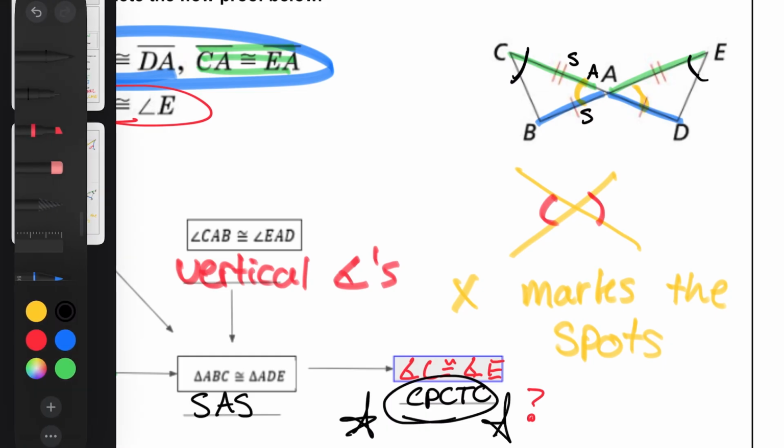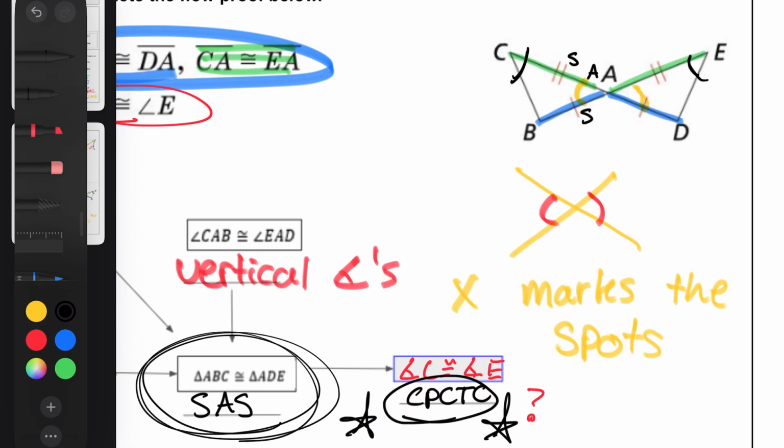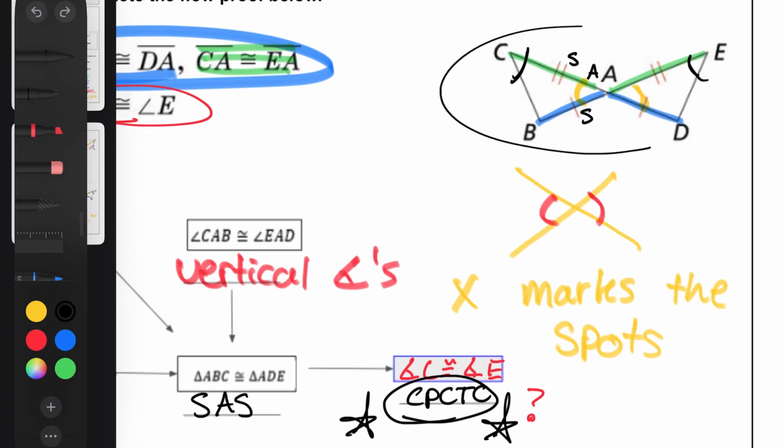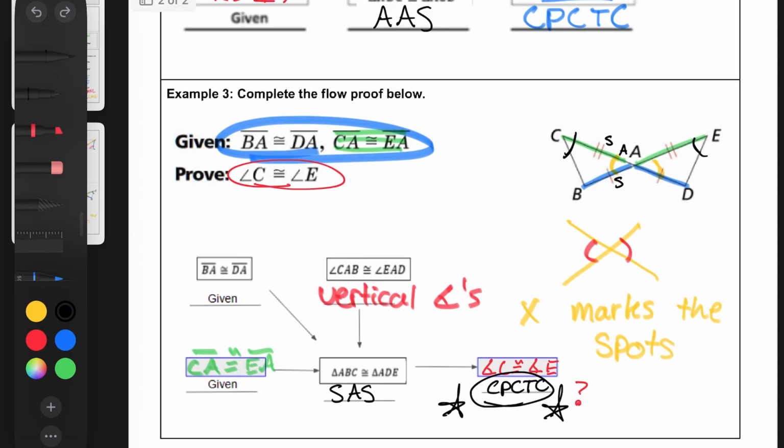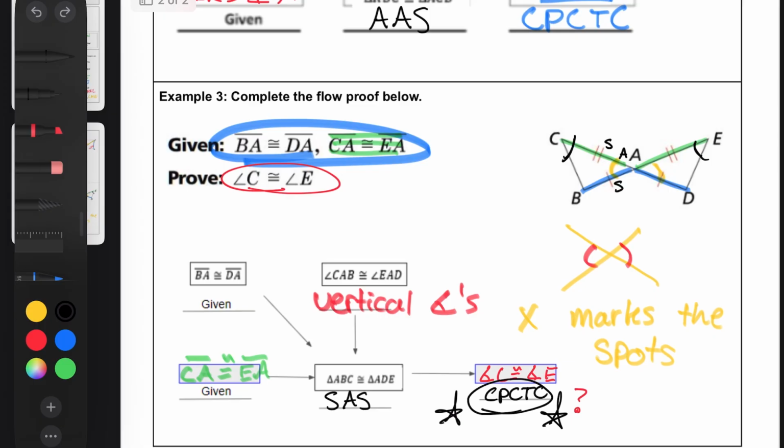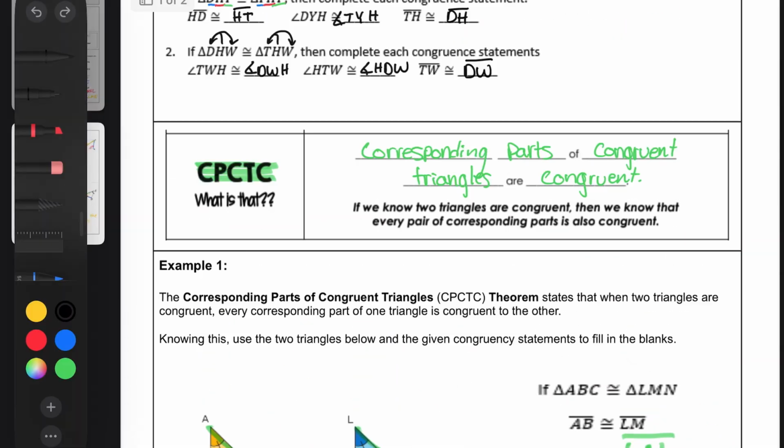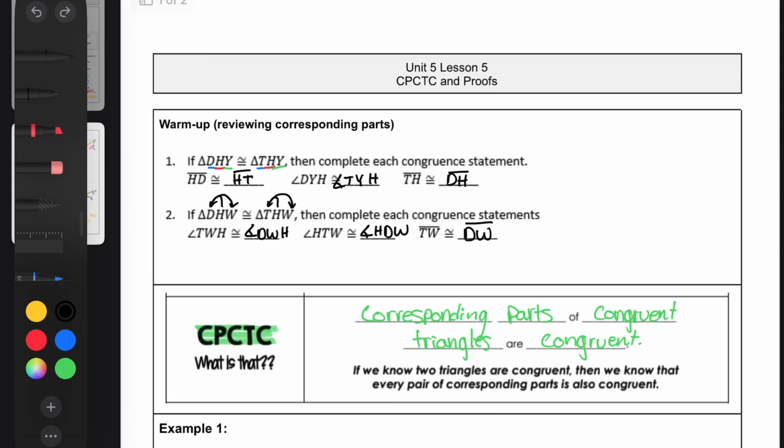CPCTC. Make sure you remember that, because now that we know the two triangles are congruent, we know that all of their corresponding parts are also congruent. Pause the video at any point if you missed anything, and good luck on your practice with CPCTC.